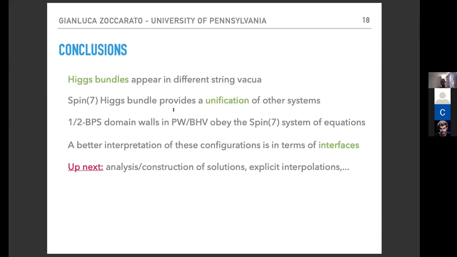However, we argued that it's better to interpret these as interfaces as opposed to domain walls. And this is the content of my talk. Let me remind you that next week, Thomas is going to give the other half of the talk. He's going to talk about the analysis and construction of solutions and several features like localized modes, et cetera. And we'll present some explicit domain wall solutions and interpolations that are very interesting. And this is all I wanted to tell you, and thank you for your attention.